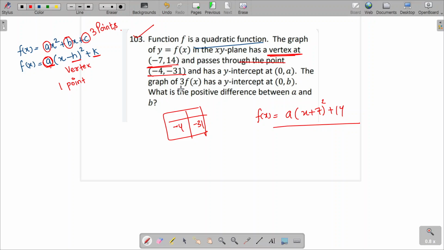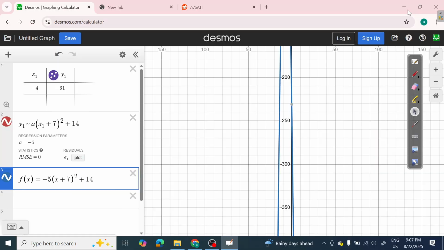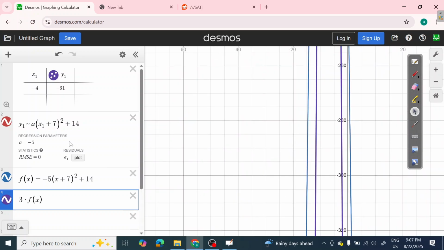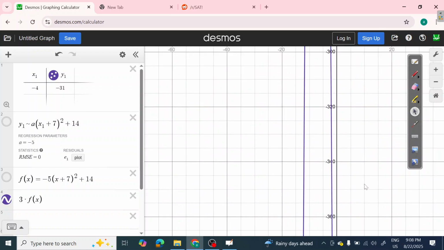Now they are saying the graph of 3 times f of x has a y-intercept. So now we'll find out what 3 times f of x is. Already I know f of x, so I'll do 3 times f of x and find the graph. I got a purple graph. Now if you want to remove this blue parabola, because it might be confusing, I'll just click on this blue symbol. It gets removed. Even if you want to remove the red one, it is done. Now I'll focus on the purple one.